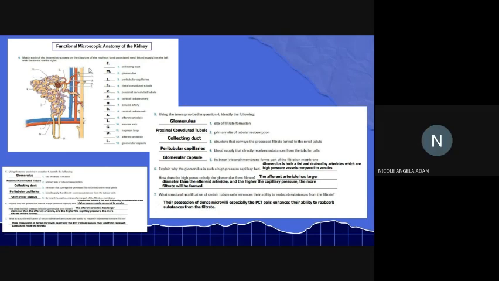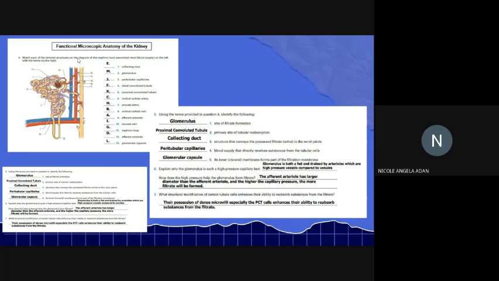Functional microscopic anatomy of the kidney. So number 4, we will match each of the lettered structures on the diagram of the nephron. Now, as you can see, there is a diagram of the nephron, and the labels are letters indicated on every part. So for number 1, it is the collecting duct. It is the letter E.